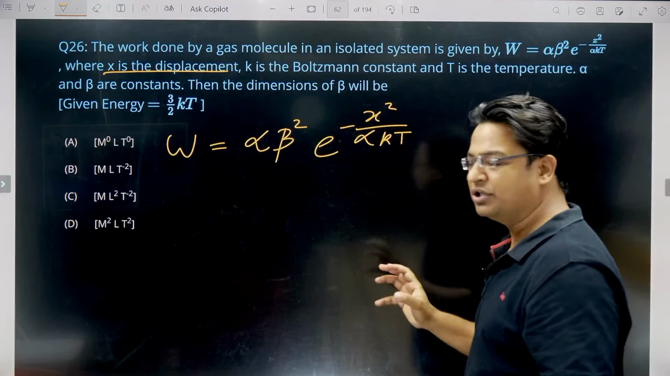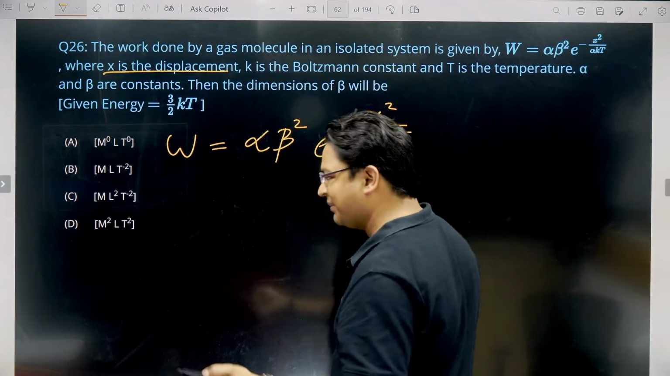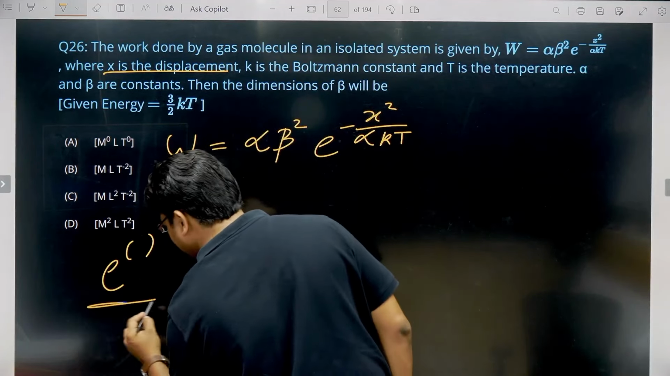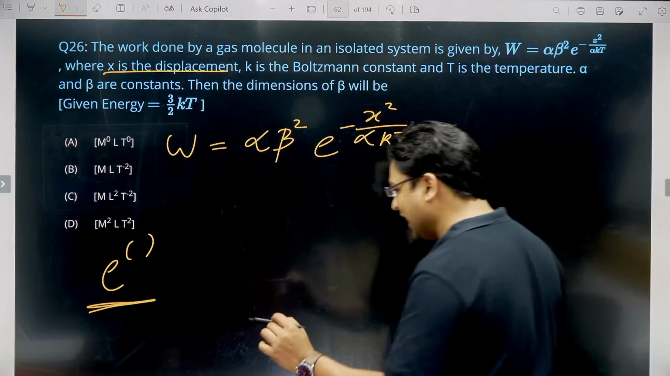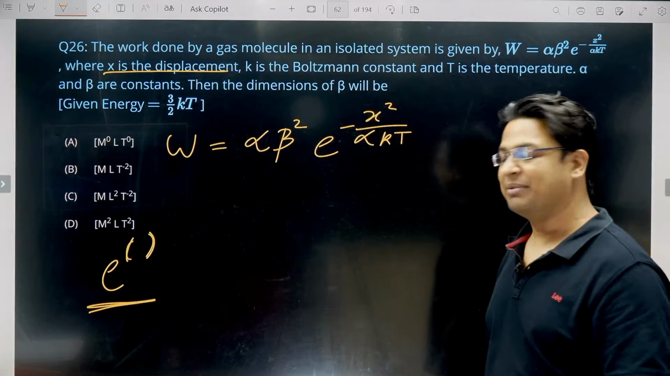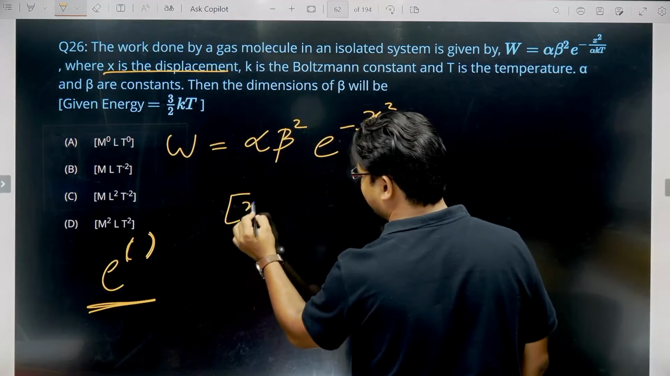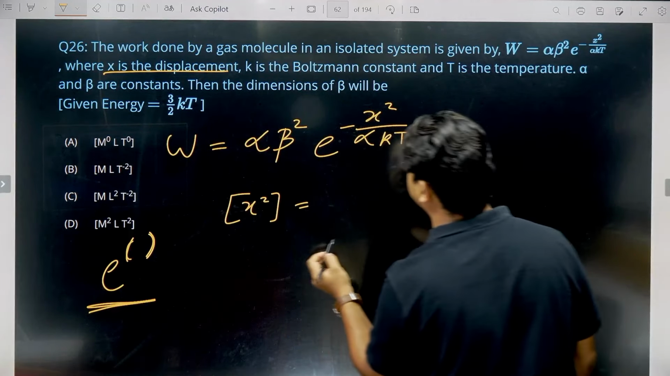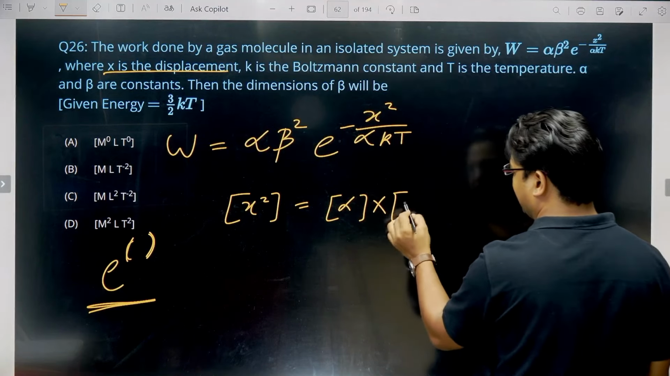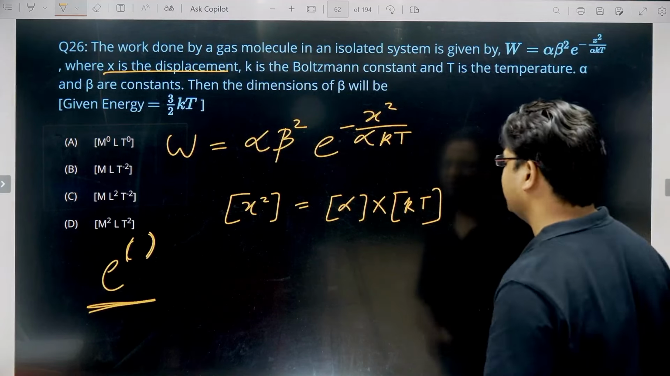What is important to understand here is that e raised to power anything is dimensionless. If I'm writing e raised to power whatever, then this entire term will itself be dimensionless. And not only this, the exponent of e also needs to be dimensionless. So this has to be a dimensionless quantity, which means that dimensions of x square will match with dimensions of alpha multiplied by dimensions of kT. And kT will have the units of energy.